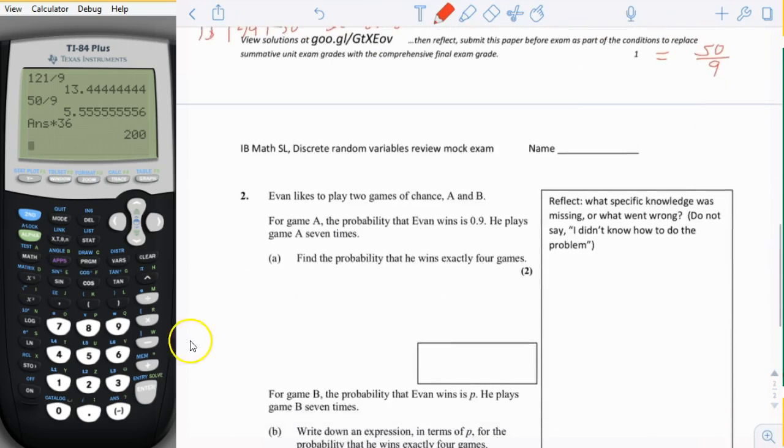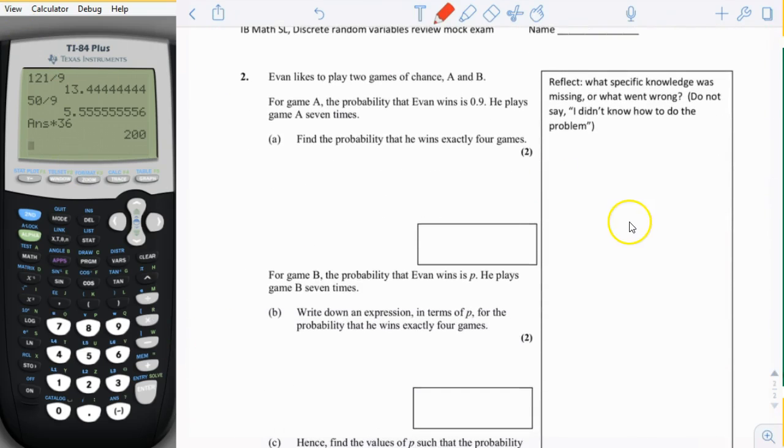Okay? Number 2. Evan likes to play 2 games of chance, A and B. For game A, the probability that Evan wins is 0.9. He plays the game A 7 times. Find the probability he wins exactly 4 games. Okay, so I'm going to do this both by hand and with the calculator.